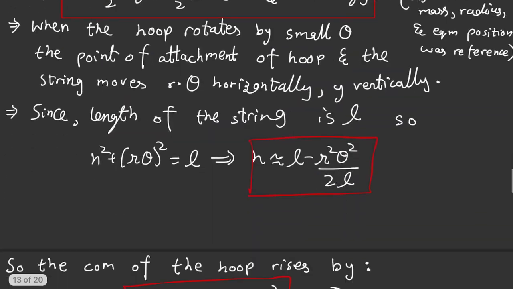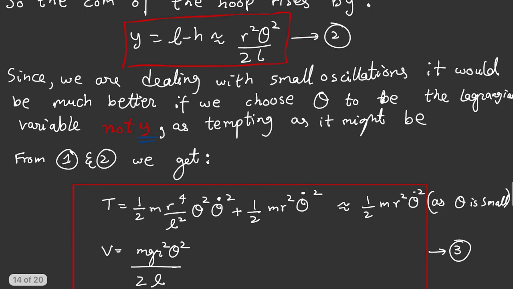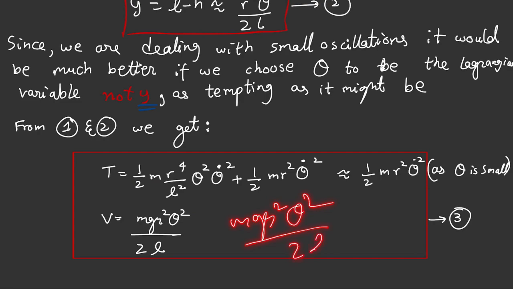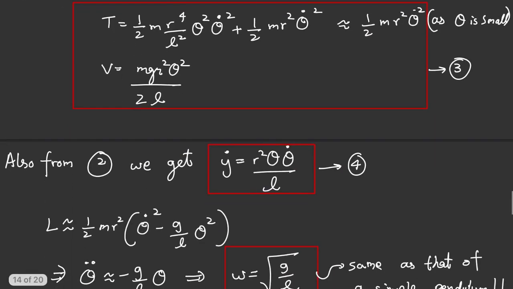So from this and this, we get the total kinetic energy is nothing but half m r power 4 theta dot square plus half m r square theta dot square, which is approximately equal to half m r square theta dot square, as theta square is negligibly small compared to theta dot square. So we are neglecting this term. So the kinetic energy is just half m r square theta dot square, and the potential energy is just m g r square theta square by 2L. As you can see, it's just m g y, and y is nothing but r square theta square by 2L.